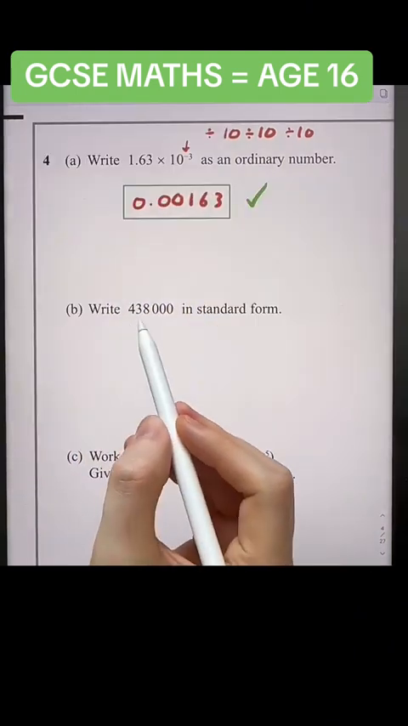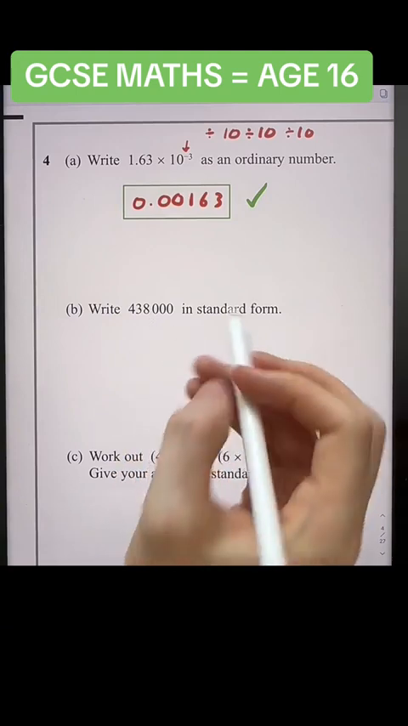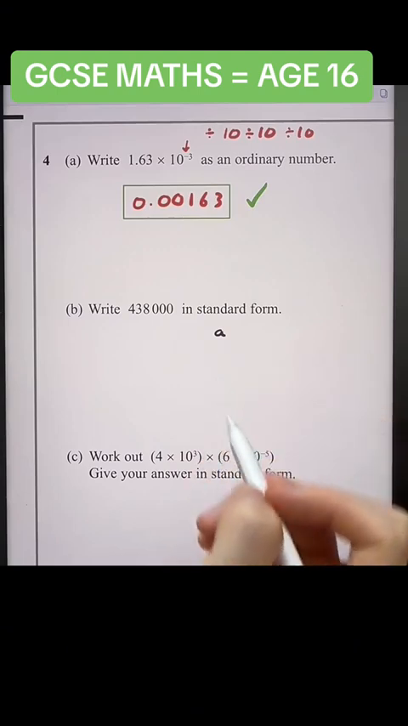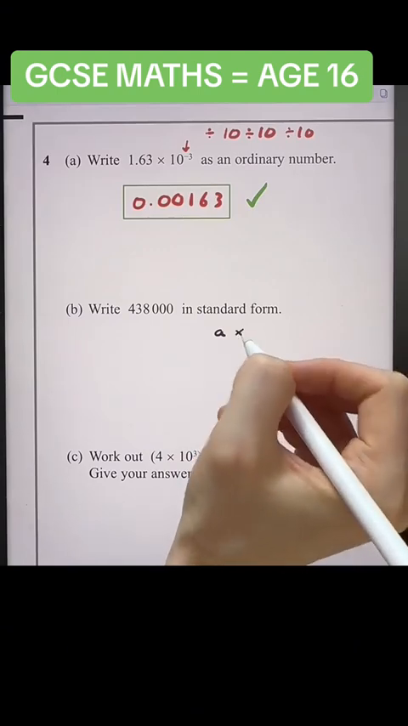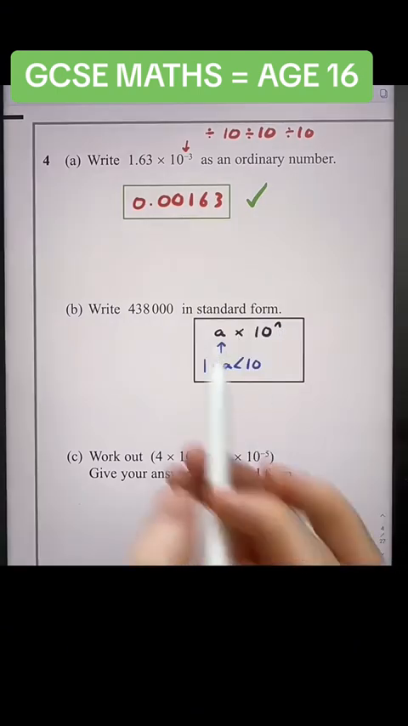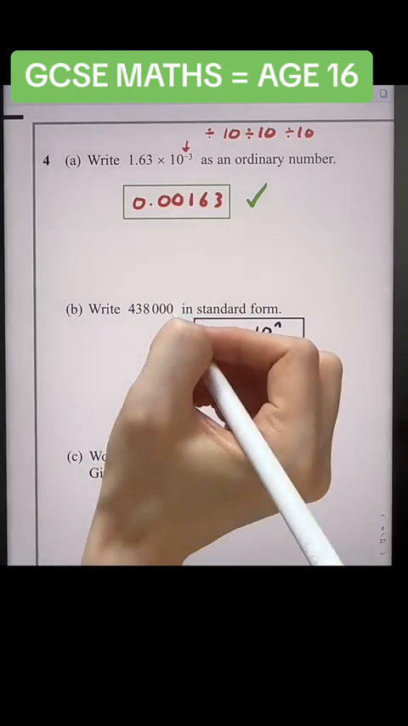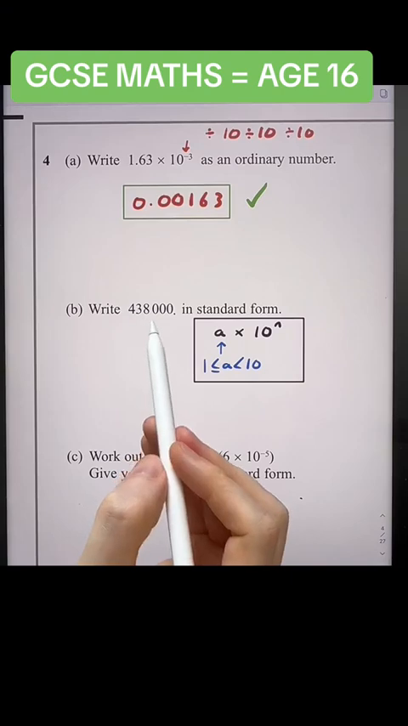Part B, we're asked to write 438,000 in standard form. Standard form is always a number between 1 and less than 10, and it's always multiplied by a power of 10. If there's no decimal point in our original number, we know it's at the end, because this is 438,000.